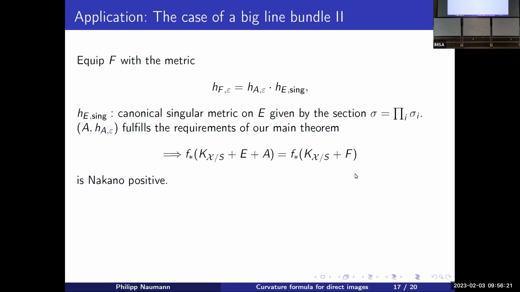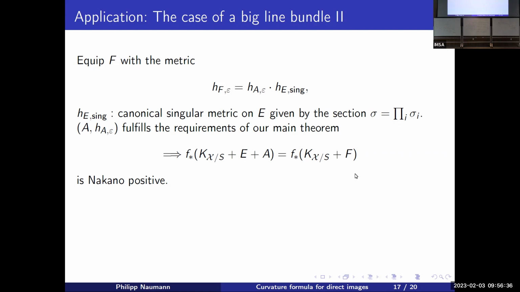And what I get then is, you actually get back your E, because it's allowed for the L2 condition, you can have poles along E, and you get back the original F you were interested in, and you get a result that this is Nakano positive.